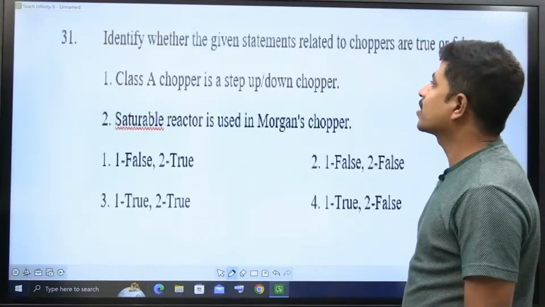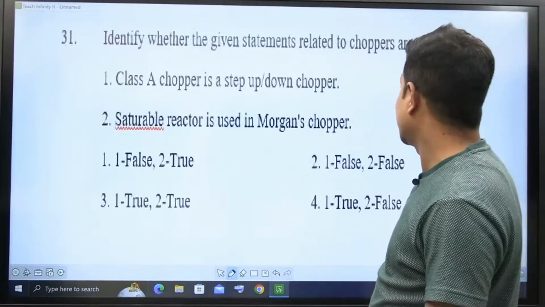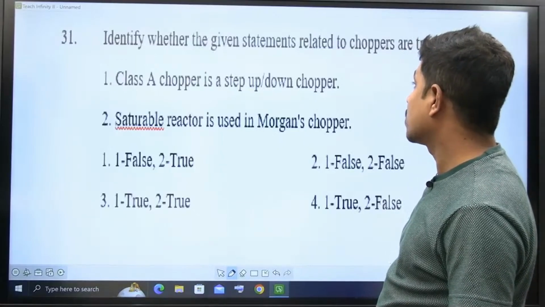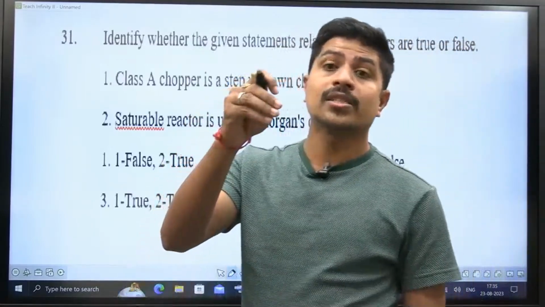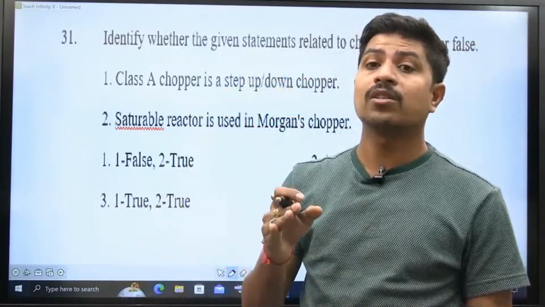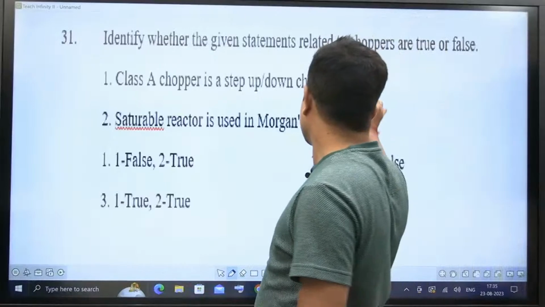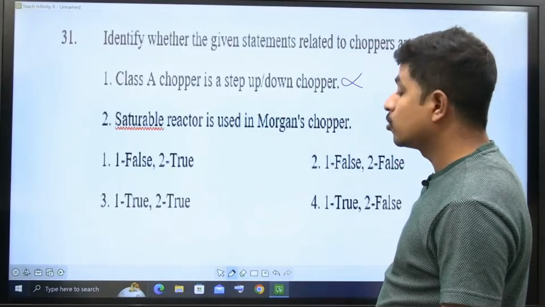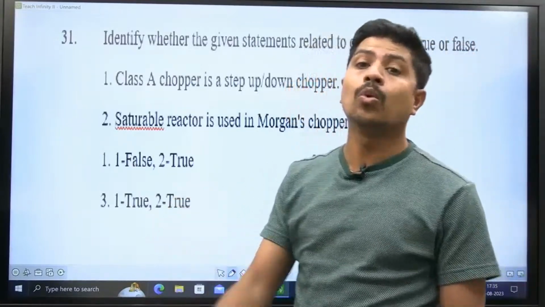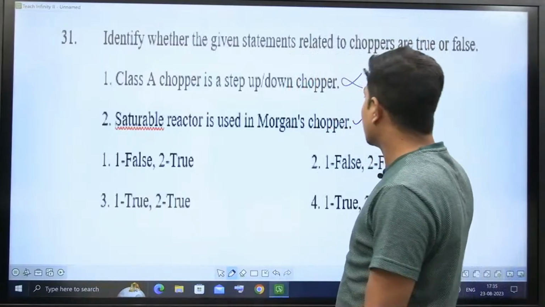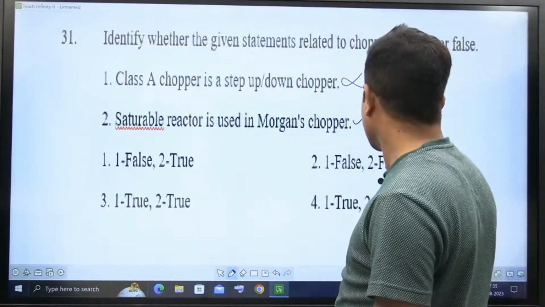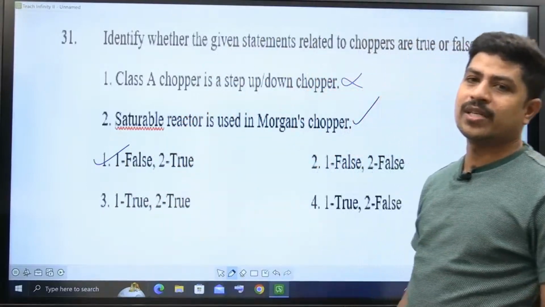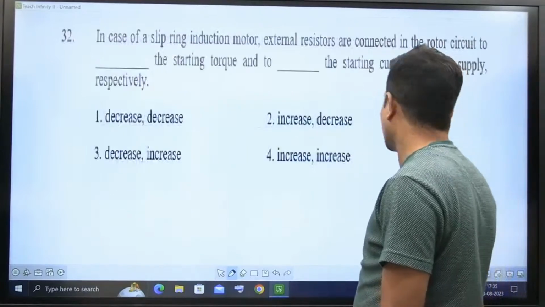Let's go to the next question. Identify whether the given statements related to the choppers are true or false. Class A chopper is a step up or step down chopper. No, it is always a step down chopper, meaning power is always flowing from source to load. This particular statement is wrong. Saturable reactor is used in Morgan's chopper. Yes, to limit the output voltage, saturable reactor is used. So the first one is false, the second one is true. Choice one. Let's go to the next one.